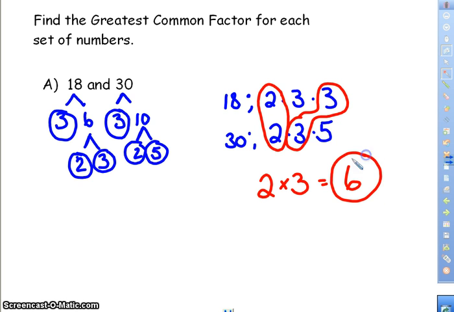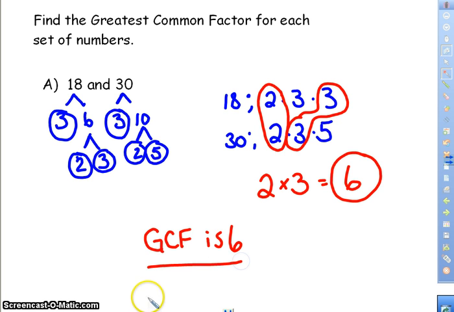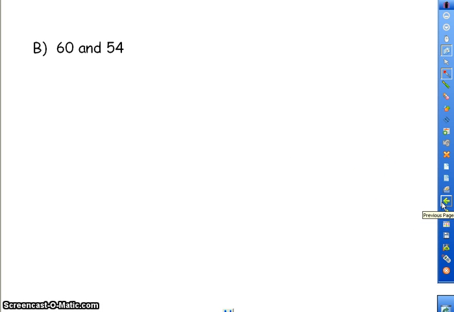So my greatest common factor, your GCF, is 6. Okay? The 3 and the 5 are not part of this problem in this case because they are not common factors, and we're circling all the common prime factors for those.